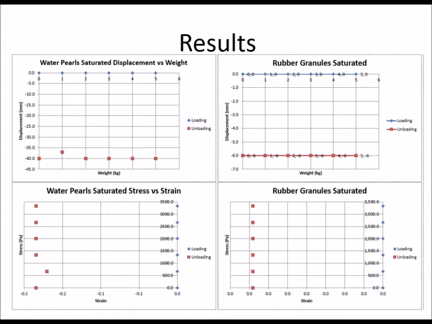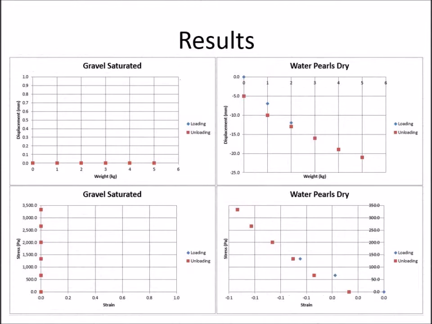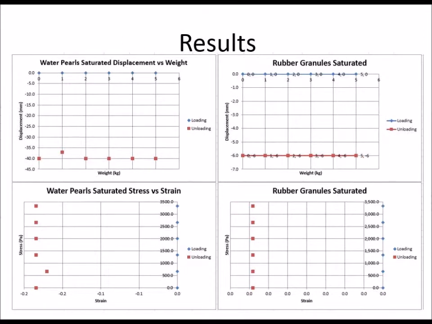An inverse relationship is observed between the displacement versus weight graph and the stress versus strain graph in all 4 tests. In all 4 tests during loading, the water table did not change, whilst the pressure increased. This is due to the incompressibility of water. Due to compaction, the pressure water table remained constant after the initial drop in pressure from discharge for saturated water pearls and saturated rubber granules.